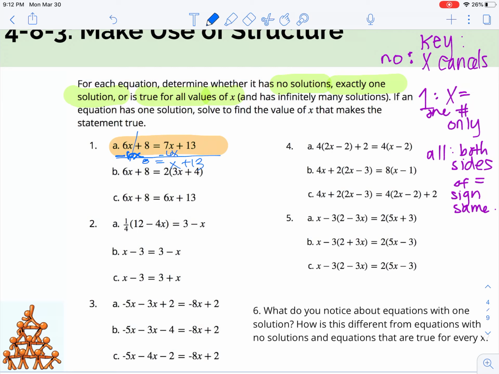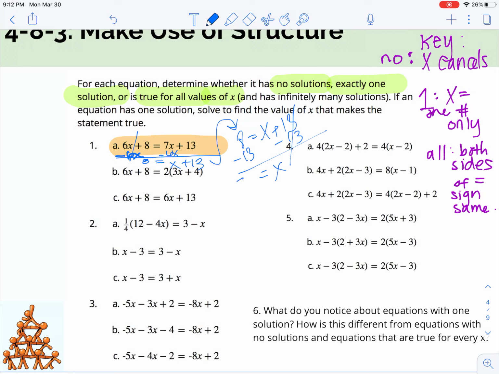So 8 equals x plus 13. I'm going to minus 13, because I want x on one side, numbers on the other, right? Minus 13. That cancels out. Now I've got x alone is equal to negative 5, I think.